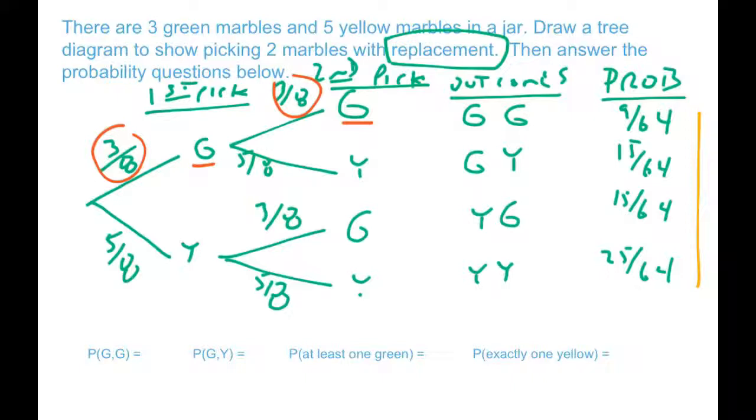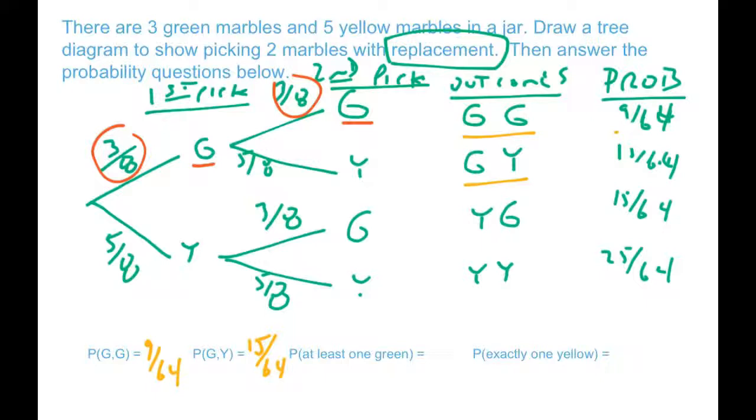All right, now, probability of green, green. There's green, green, 9/64. Probability of green, yellow. There's green, yellow, 15/64. Let's fix that up.